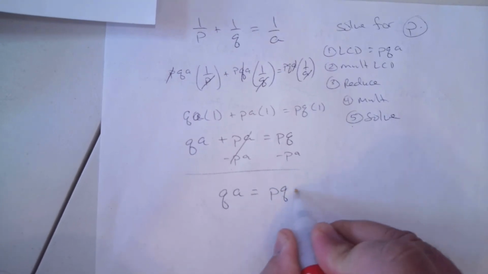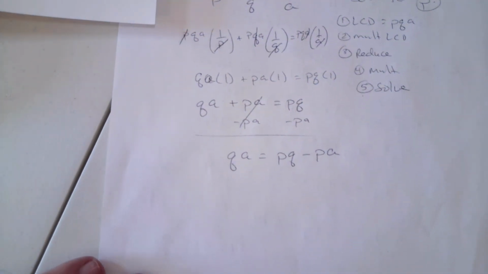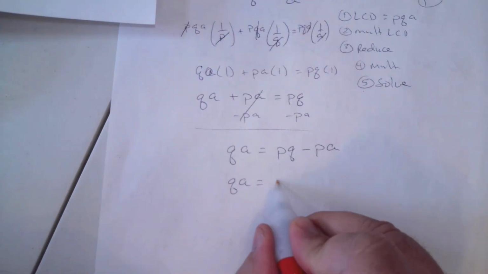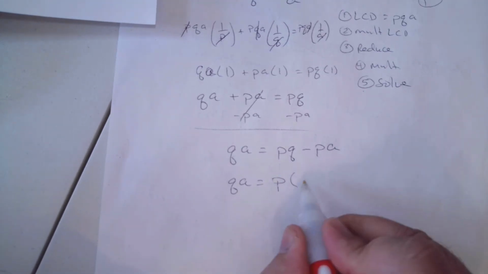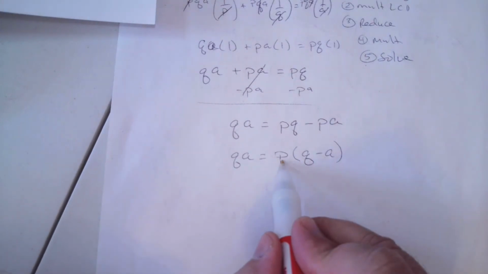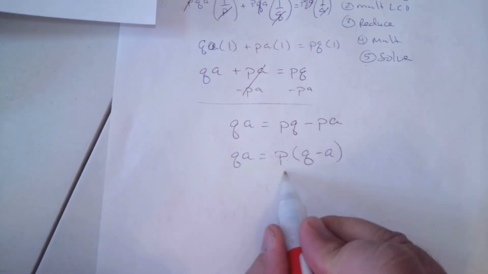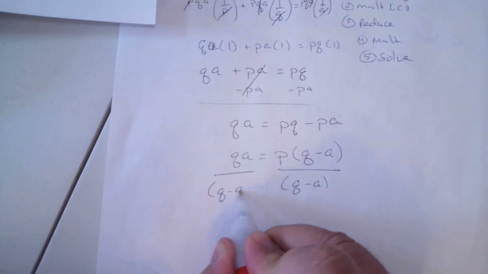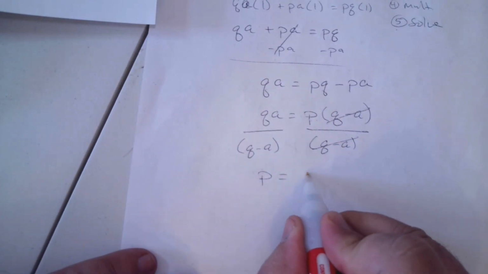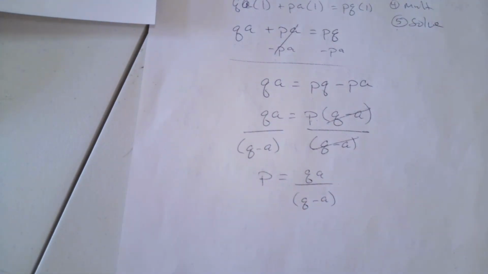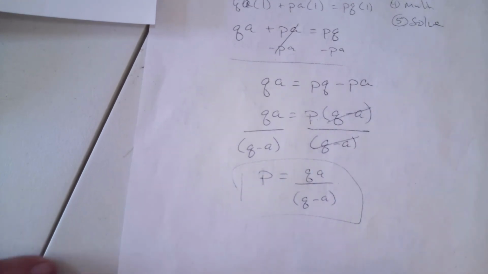So PQ minus PA. What do they both have in common? The P. If you take out the P, you get Q minus A. We're trying to solve for P, so we have to get rid of this. They're multiplied, so we divide both sides by Q minus A. That cancels. We get P by itself: QA over Q minus A. That's your answer.